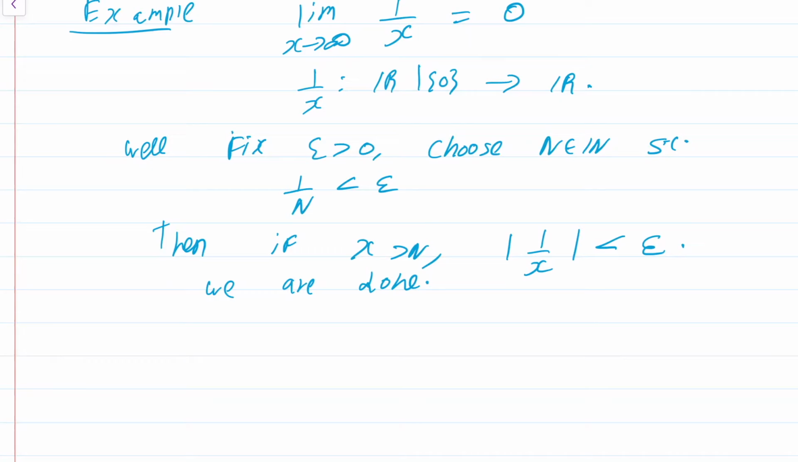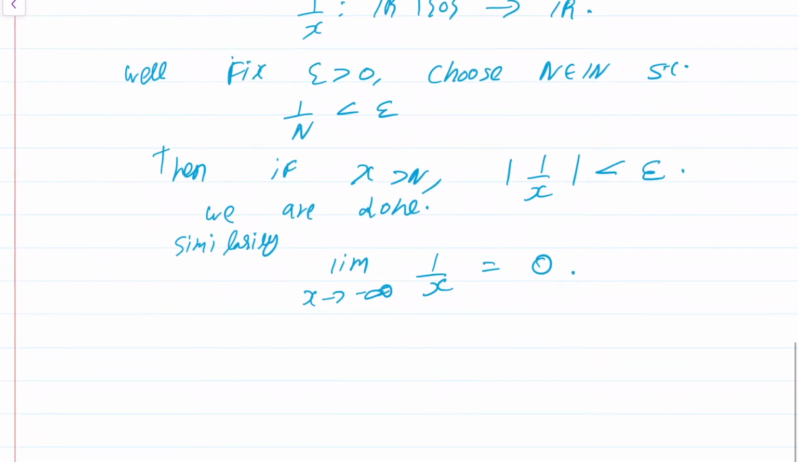Similarly, limit x going to minus infinity of 1 by x also converges to 0. Okay, x going to minus infinity doesn't change the behavior. 1 by x still goes to 0, not to minus 0, which makes no sense. Okay, now we come to the second definition.